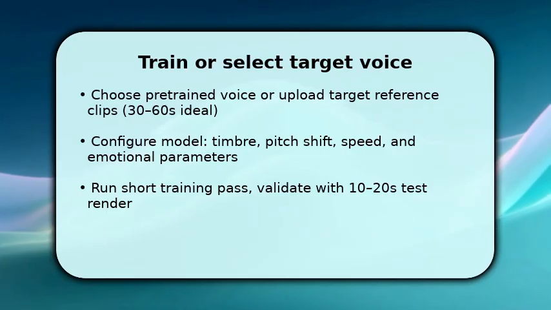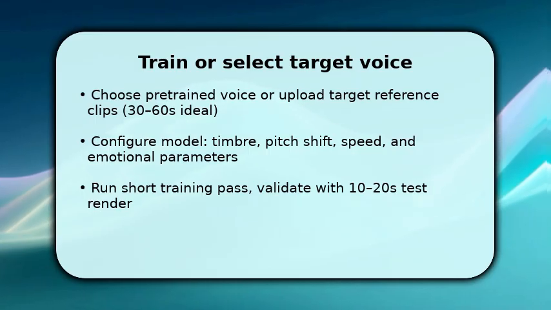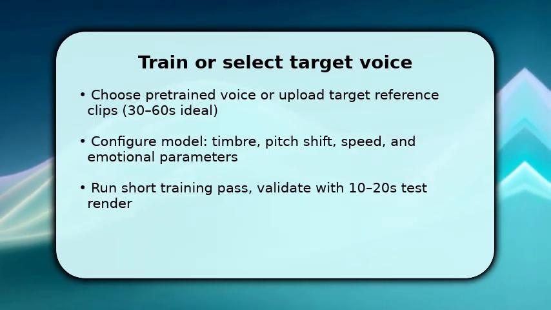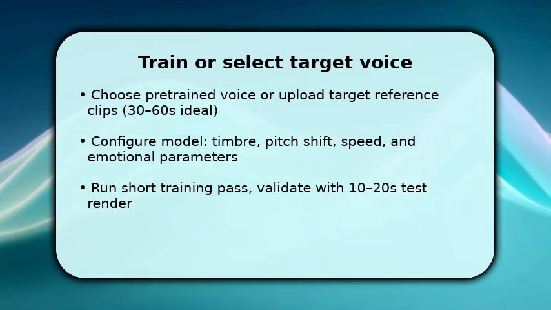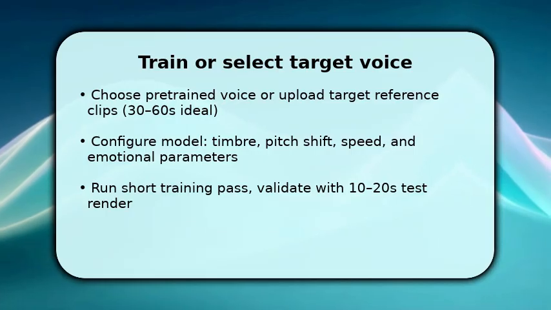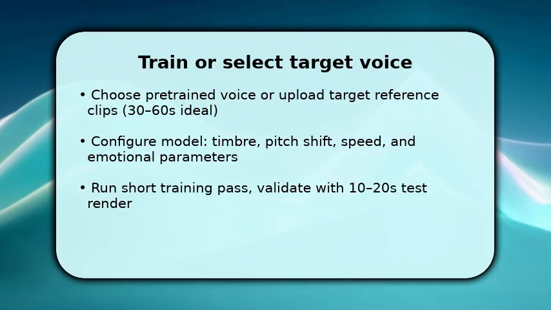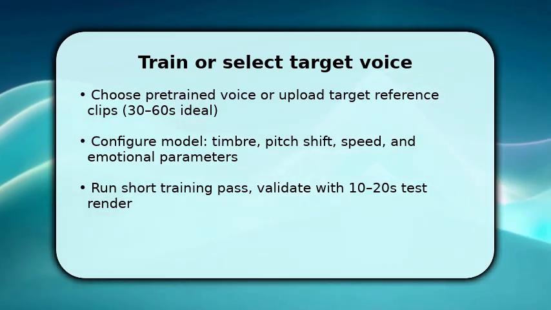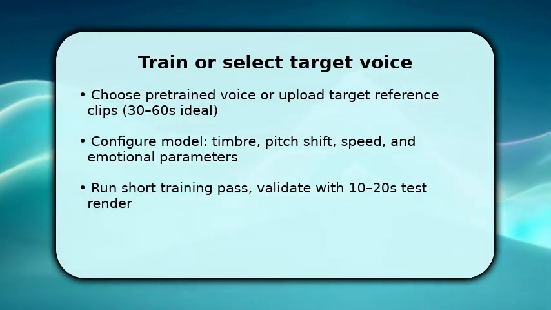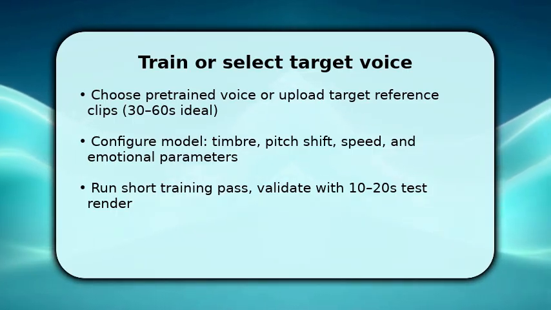Next, you configure or train the model to match your desired target. If using a pre-trained voice, fine-tune parameters like timbre, pitch shift, and speed. If training, feed 30-60 seconds of reference audio and set voice character controls. Once configured, run a short training pass and export a 10-20 second test render. Listen critically for artifacts and unnatural breaths. Make iterative adjustments, tighter pitch control or added breath samples, to bring the voice closer to natural while keeping intelligibility high.